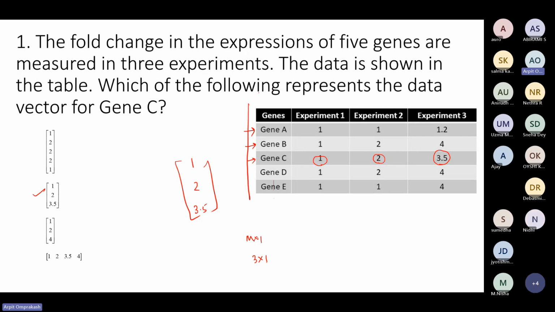Okay. So basically we are given fold change in expression of 5 genes in 3 different experiments. We are given this table here. So we have 5 genes and 3 experiments. We are asked which of the following represents the data vector for gene C. So gene C, we have three values, 1, 2, and 3.5.